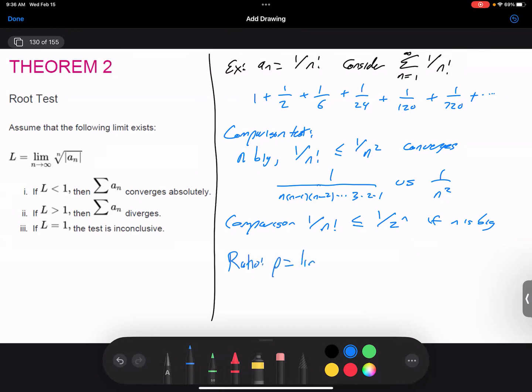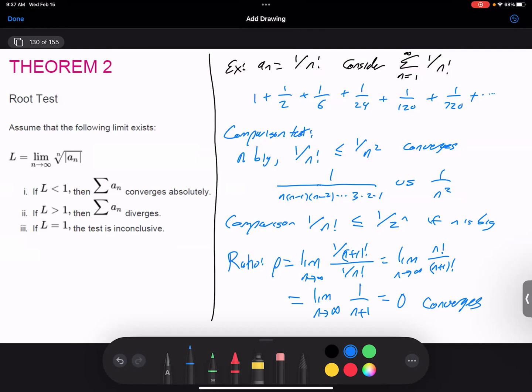So let's take the limit as n goes to infinity of 1 over n plus 1 factorial divided by 1 over n factorial. That's going to just be the limit as n goes to infinity of n factorial over n plus 1 factorial. What is n factorial divided by n plus 1 factorial? One over n plus 1. Excellent. And as n goes to infinity, what does 1 over n plus 1 go to? 0. So it converges.